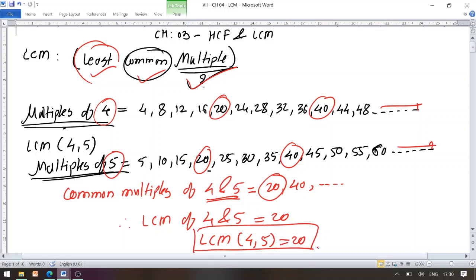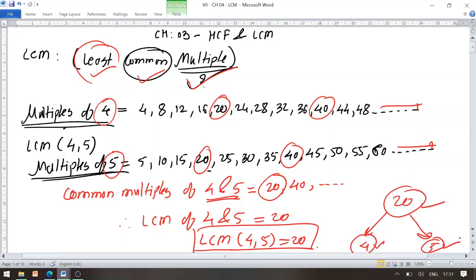So what is meant by exactly the LCM? The LCM of the given numbers is the smallest number that is divisible by each of the given numbers. So keep in mind here, LCM of 4 and 5 is 20. Therefore that 20 should be divisible by 4 and 5, and that 20 is the least number that is divisible by both 4 and 5.